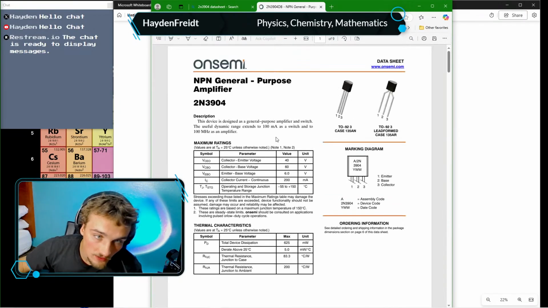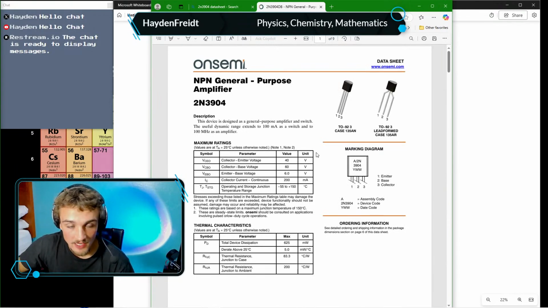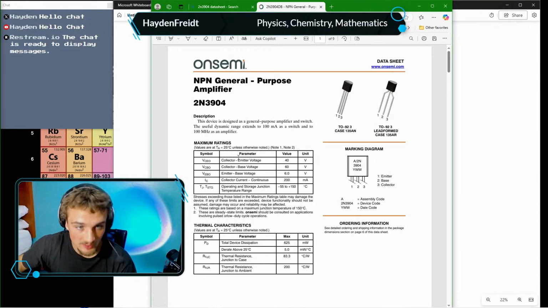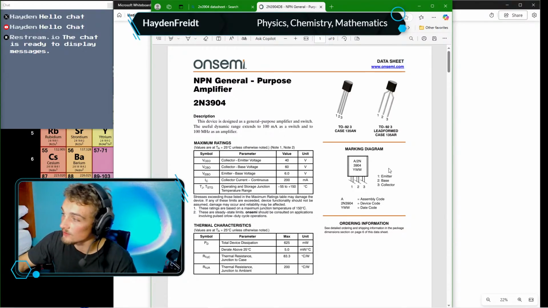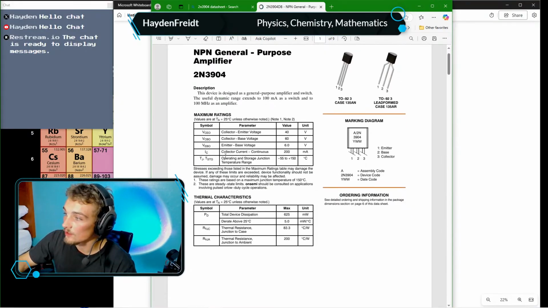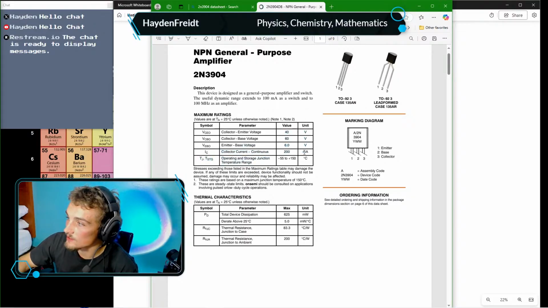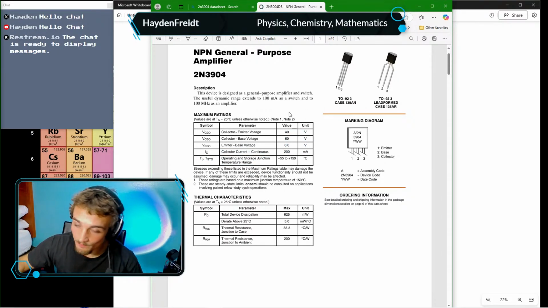If you're getting into electronics and you're looking to build circuits, these data sheets are huge. This is what's going to give you your specifications. You don't want to burn up your components, and when you're dealing with things as sensitive as transistors, it's very easy to do. Okay, here we go. Collector current continuous, a maximum of 200 milliamps.